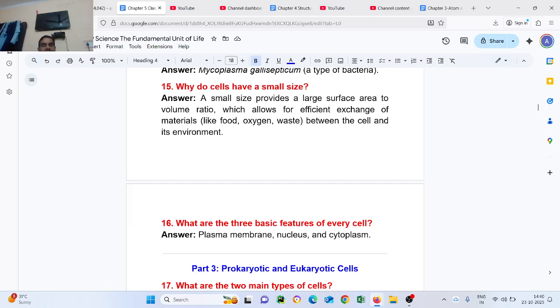Question number 16. What are the three basic features of every cell? Plasma membrane, nucleus, and cytoplasm.